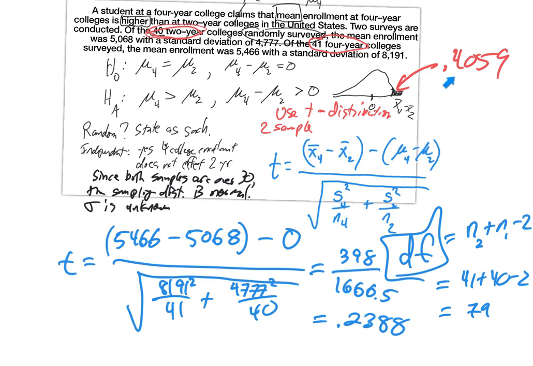Which means this number is very large, greater than 5%. My conclusion, I do not reject the null. There is not enough evidence to suggest that four-year college universities' enrollment is greater than two-year colleges. What we saw could have happened 40.6% of the time, which is really, really not unusual. I would call that common.